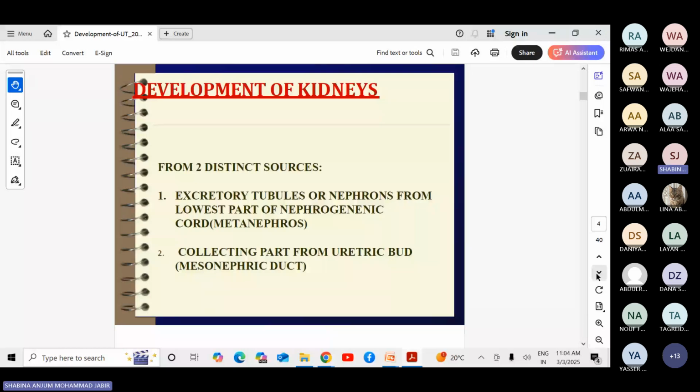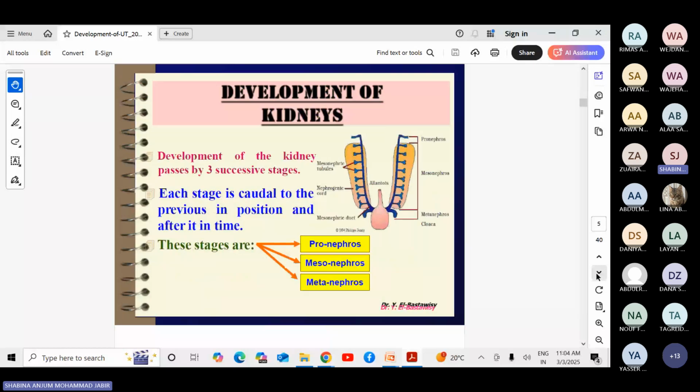Maybe you are getting confused with the new terms mesonephric, metanephric. So what is there is that when the kidney is developing, it will develop in three different stages. Pronephros is the first stage. In the first stage, pronephros, the size of the kidney, the shape of the kidney, the structure of the kidney will be different.